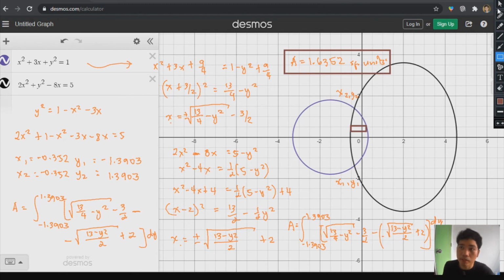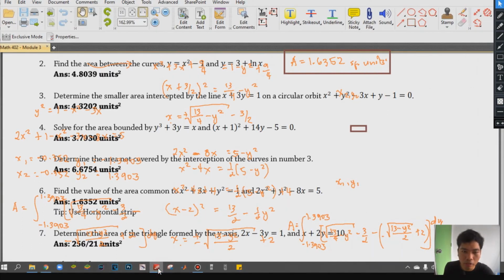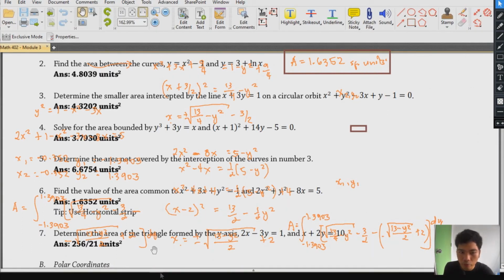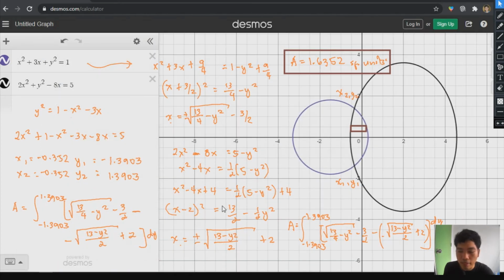That's 1.6352. So let's check kung nakuha natin the same. So that's the same 1.6352 dun sa ating handout. Now, what do we do here kapag ginamit naman natin yung ating vertical strip, no? So actually, we don't have any problem with a vertical strip. It's just that meron tayong dalawang gagawin dito.